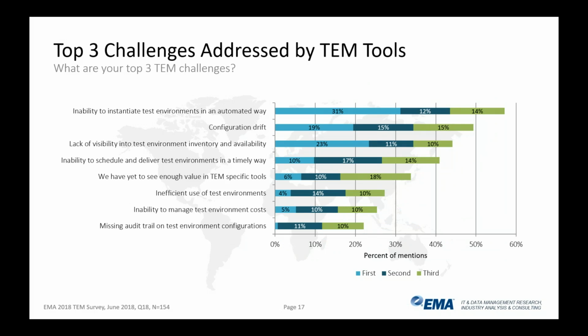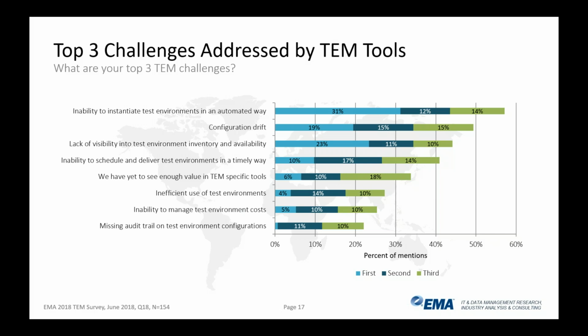There are 2 ways to look at this data. The first is to look at the #1 ranked responses that have high percentage values, and the second way is to look at those responses with the highest overall number of mentions. Of the #1 ranked responses, an inability to instantiate test environments in an automated way was at the top of the list, followed by a lack of visibility into test environment inventory and availability, and configuration drift at 19%. Now, since these respondents are TEM tool users, it really begs the question, what's going on here?